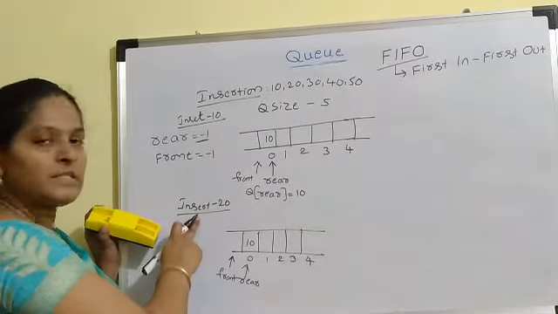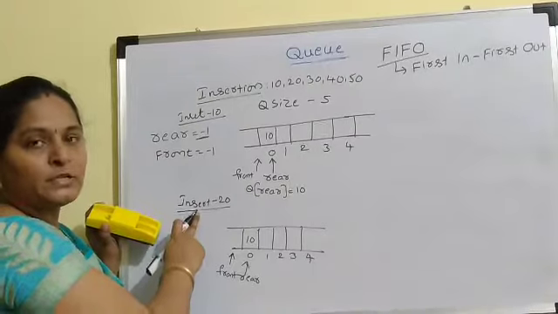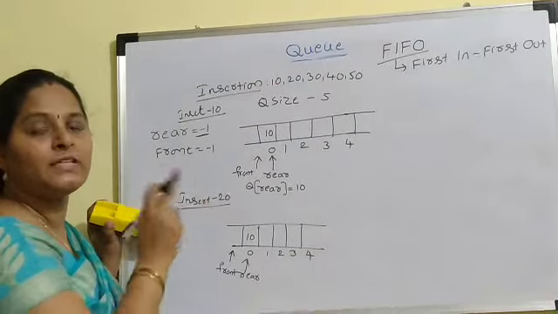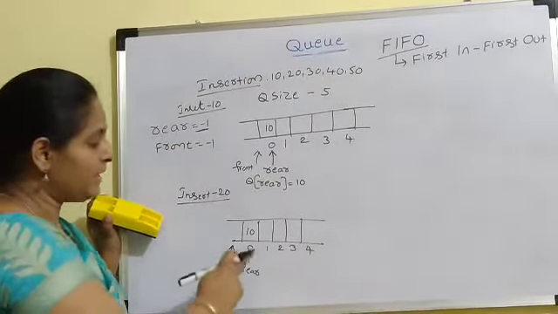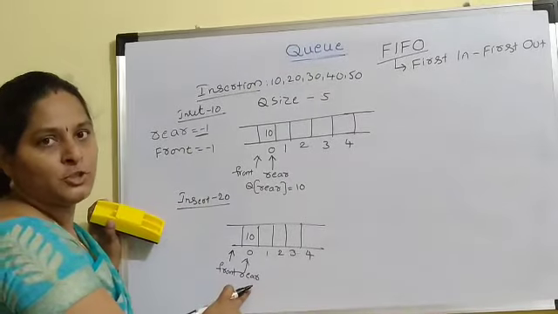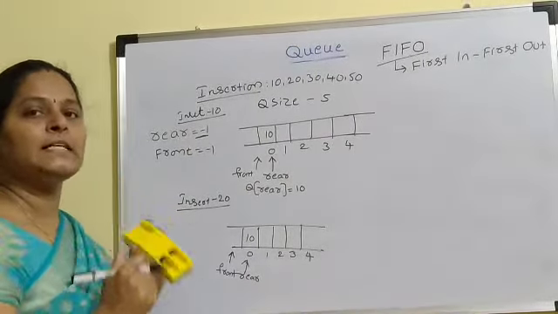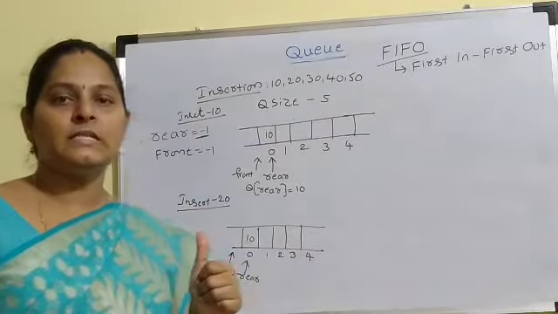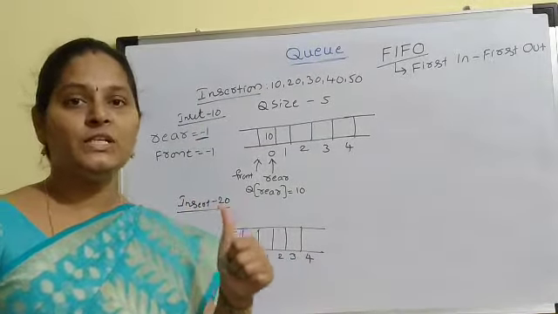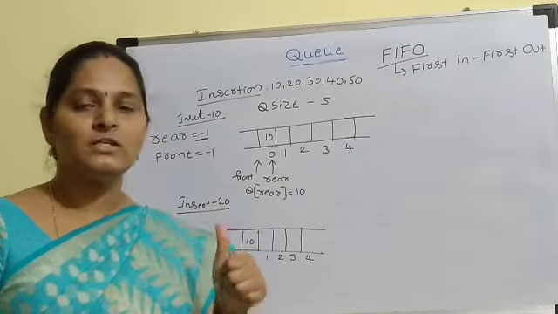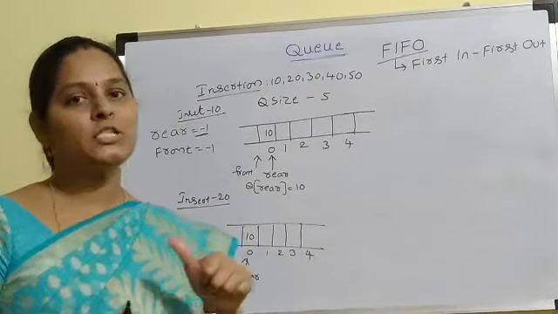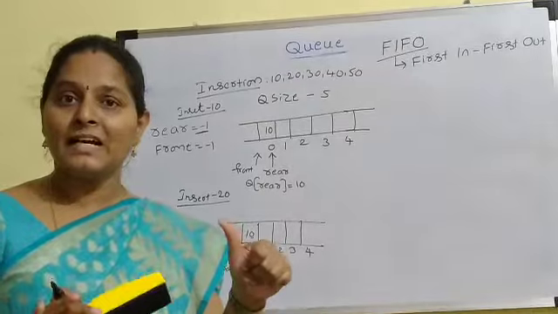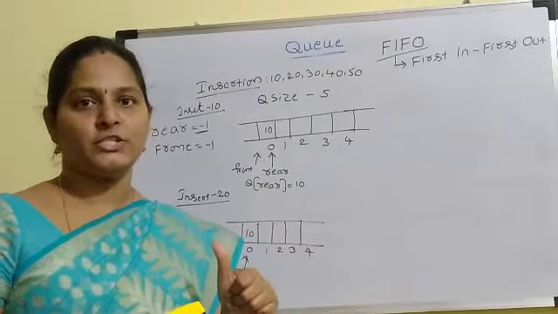Now try to insert the second element. Where to insert the second element? Wherever the rear pointer is pointing. But here the rear pointer is pointing to the 0th position. So while inserting elements into the queue, we need to follow a few steps. The first step is to check whether the queue is full or not, because if the queue is full, insertion is not possible. That condition we call the overflow condition.